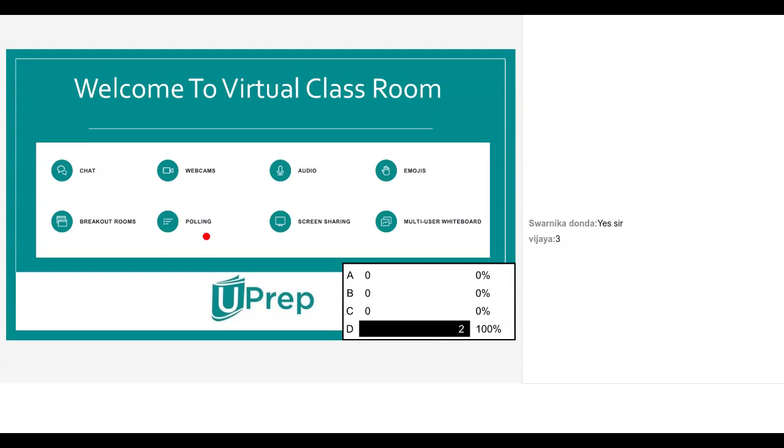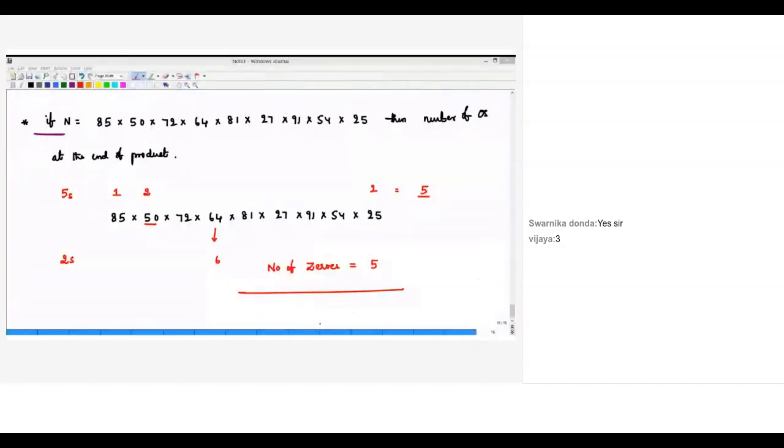Number of twos you try to find out. Here you are finding 6 twos because 64 is 2 power 6. I don't need to find out anything else because I can clearly see number of fives are less. Therefore, number of zeros is equal to 5. So how many zeros are there at the end of this product? Number of zeros are 5.